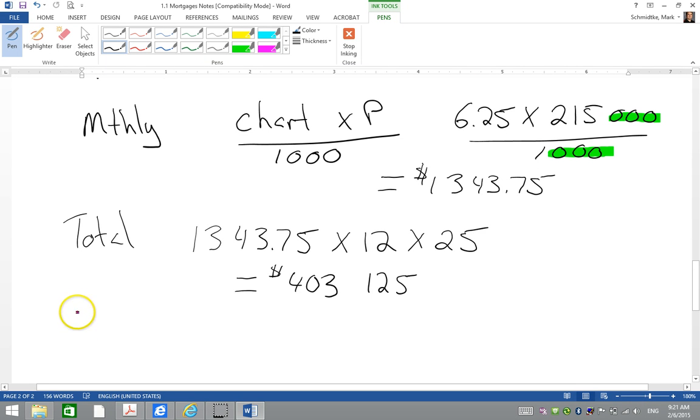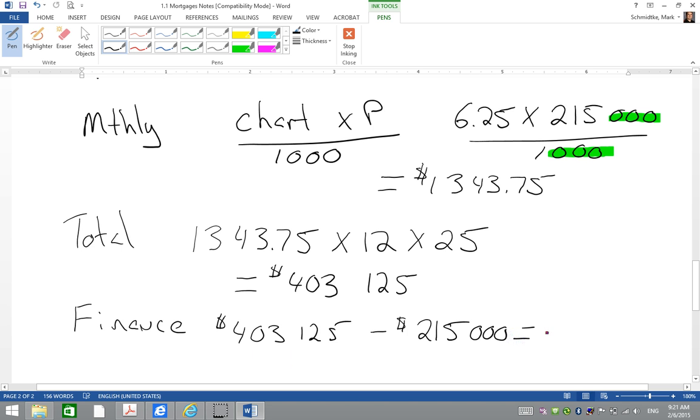Our final part, and this is the part of our actual question, is the finance charge. So how much extra has the bank made off of us? How much money, how much profit has the bank made? Well, we take the total paid, so we gave them $403,125, and we borrowed $215,000. So it's a straight subtraction. And $403,125 minus $215,000, the bank has made $188,125. So $188,000 is the amount the bank has made off of us just for lending us some money.